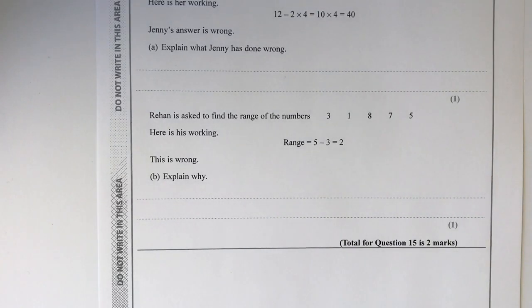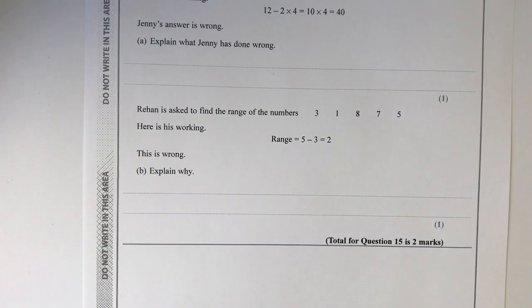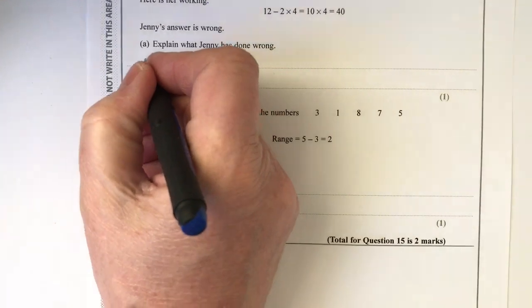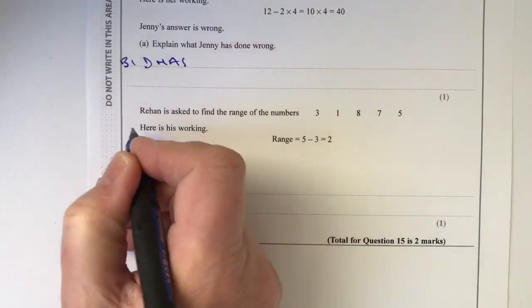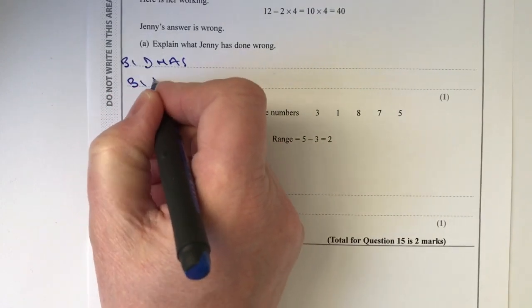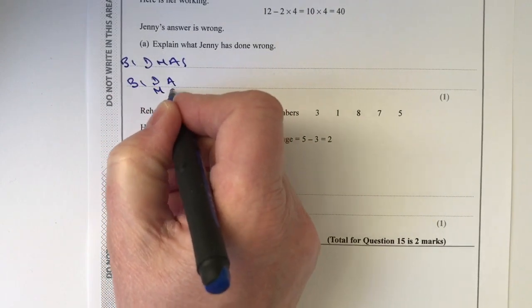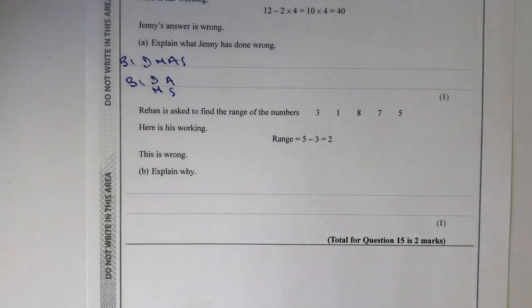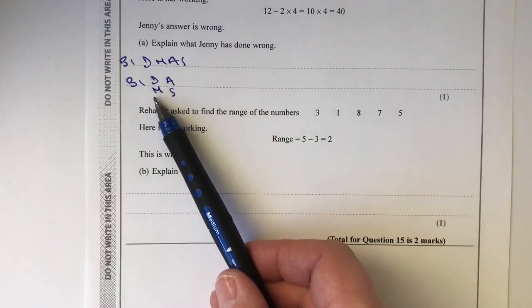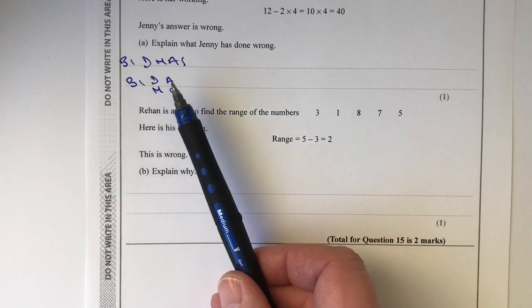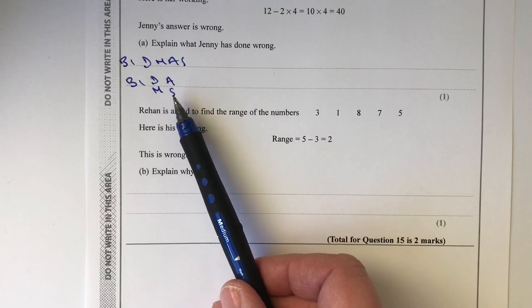Well, what Jenny has done wrong is she's not really used BIDMAS. And what BIDMAS is, it's what's called the order of operations. It's the way in which we do things. Okay, so people know it as that. I've got to say it's better to write it as that, because division and multiplication have the same order value, if you like, as addition and subtraction. So just be very careful.